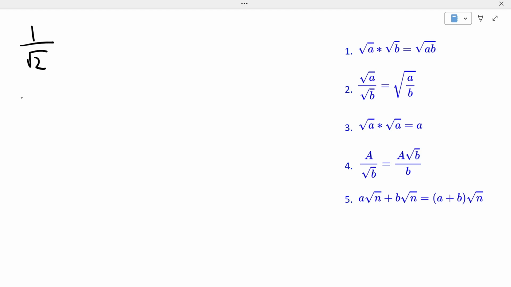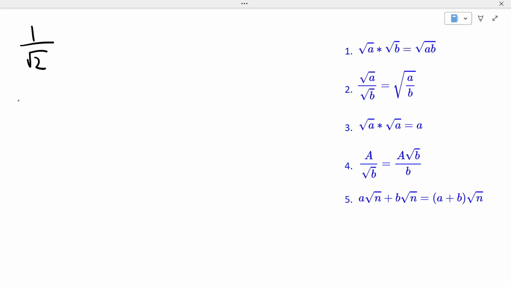So suppose we have something like 1 over the square root of 2. This expression is not simplified because it has a square root in the denominator. Whenever the denominator has square roots, the expression is not considered simplified. Rationalizing the denominator means getting rid of the square root in the denominator so that the bottom part of the fraction is a rational number.